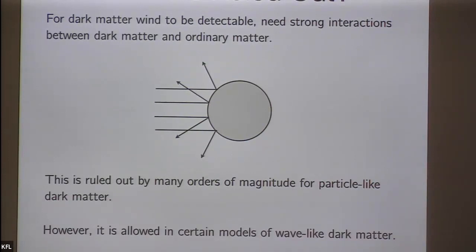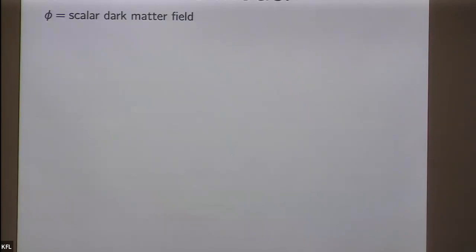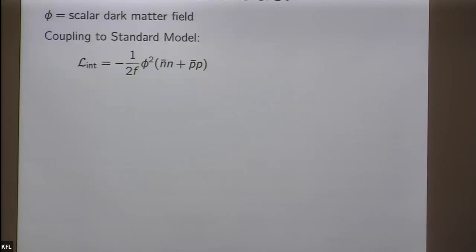Okay. However, what I'm going to show you is that I claim it is allowed in certain models of wavelike dark matter. So for light bosonic dark matter, this kind of behavior is allowed. I'm going to just tell you what the model is. In this model, the dark matter is a light scalar, phi, and there are a number of possibilities, but this is the simplest one. I'm going to assume that it couples to the standard model by phi squared times n bar n plus p bar p. The fact that these are both one is not really very important. It could be a little more one or the other. It doesn't really matter very much. This is a dimension 5 operator, so it has some coefficient which has dimensions 1 over mass, and I call that 1 over M.